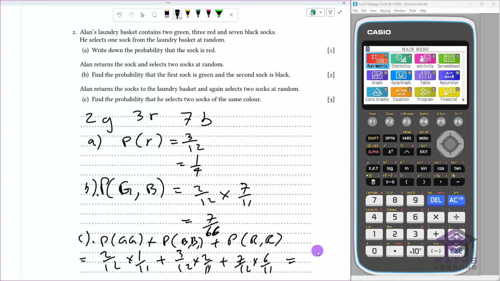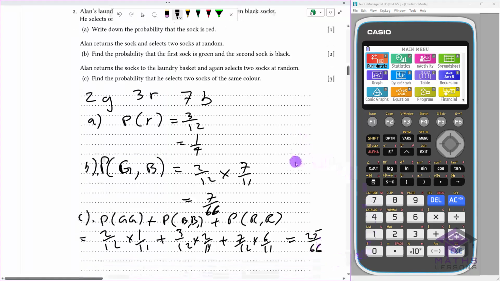And if you work that all out, you should get 25 over 66.